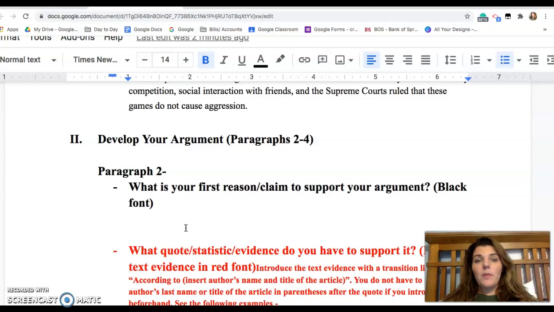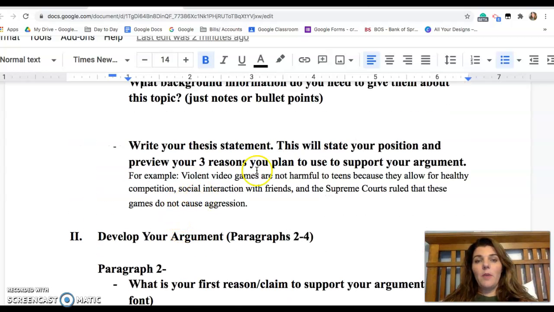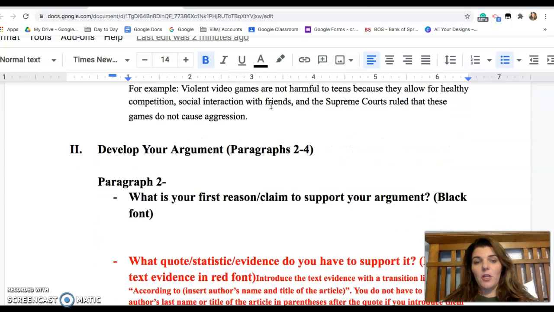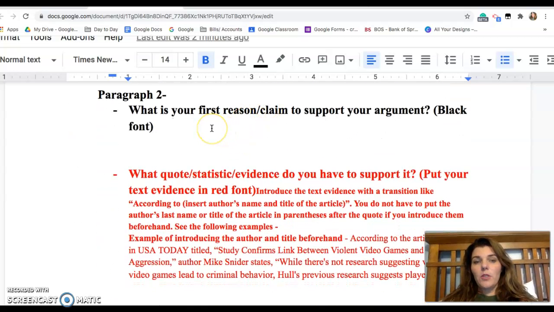So now we move on to the body paragraphs. The introduction should be probably 3 to 4 sentences, 4 sentences probably minimum. For your body paragraph, you're going to state your first reason.